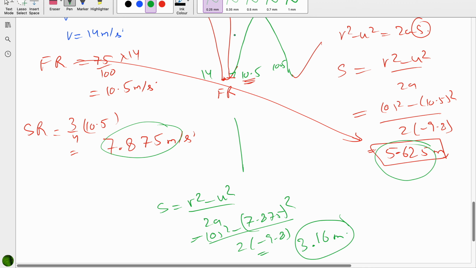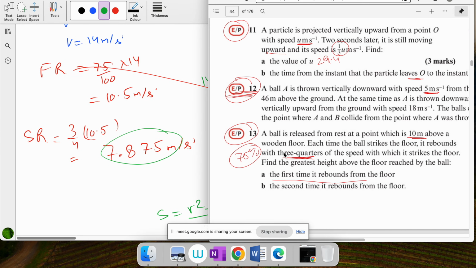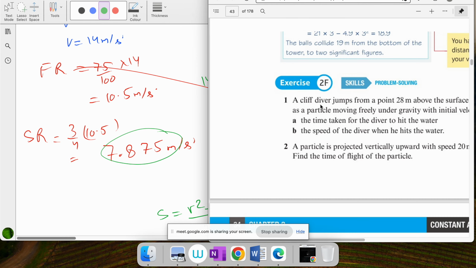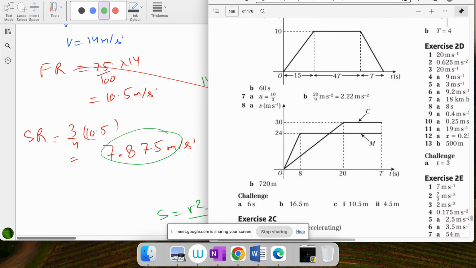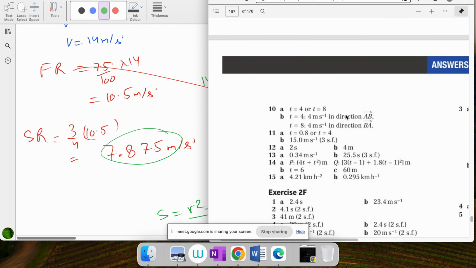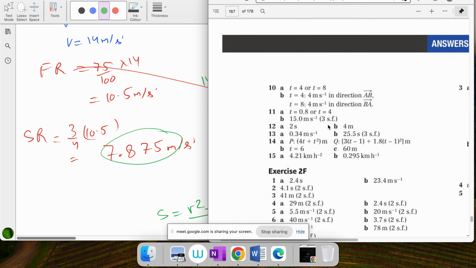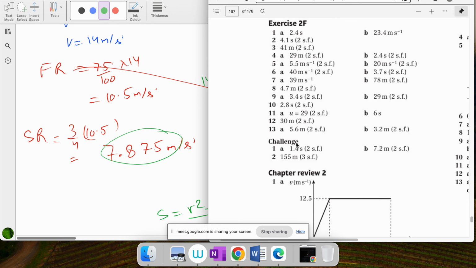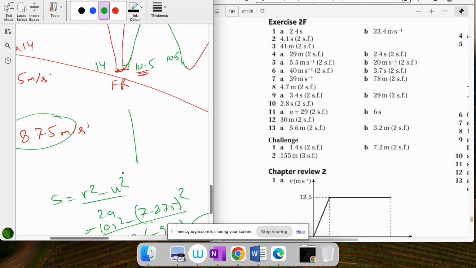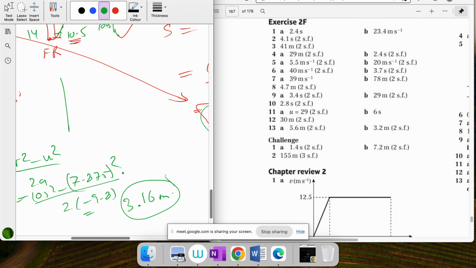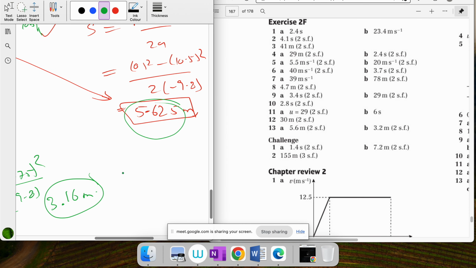Let's see if we get the same answers. This is 2F, Question 13. 5.6 and 3.2. So yes, 3.2 and 5.6. Correct.